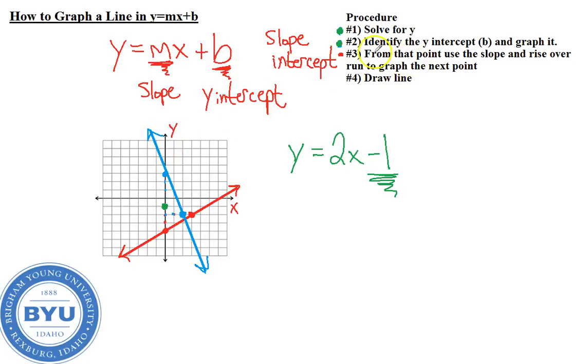Now, from that point, I need to find the slope and use rise over run. The slope is 2. Now, notice that the last two I had were fractions. 2 is not a fraction, but I can make it a fraction by putting it over 1. That might help you identify what the rise and the run is. If it's just a whole number, your run is always going to be 1. So my rise is 2. So from this point, I'm going to go up 2 and over 1. And then I'm going to connect those 2 points.